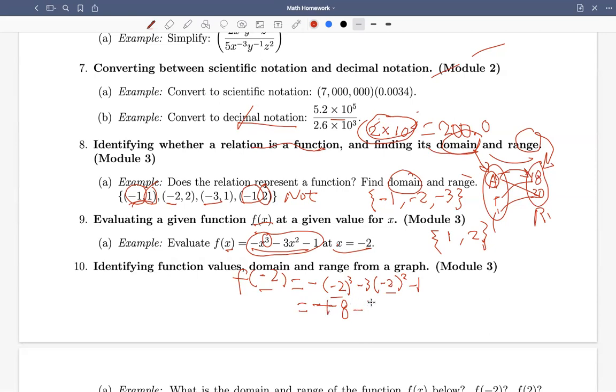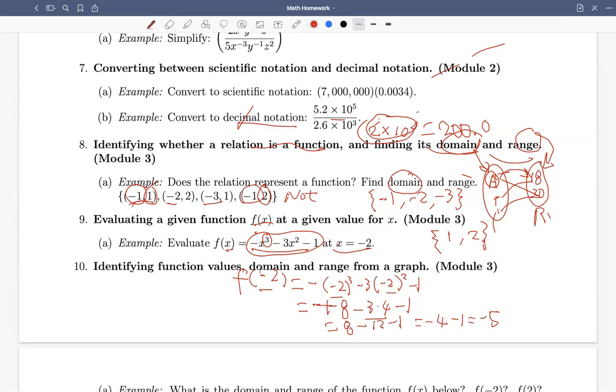Then -3 times -2 squared becomes positive, right? +4 minus 1. Well, 3 times 4 is 12. So we have a minus 12 minus 1. Well, 8 minus 12 is -4. -4 minus 1, that's -5. And that's it.